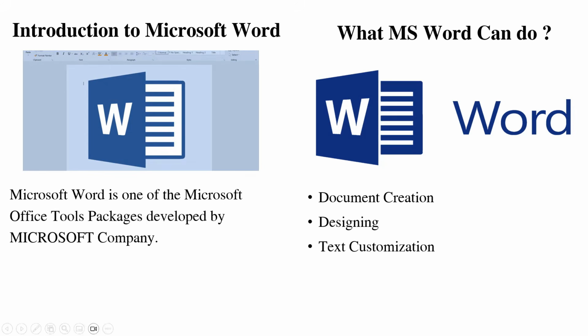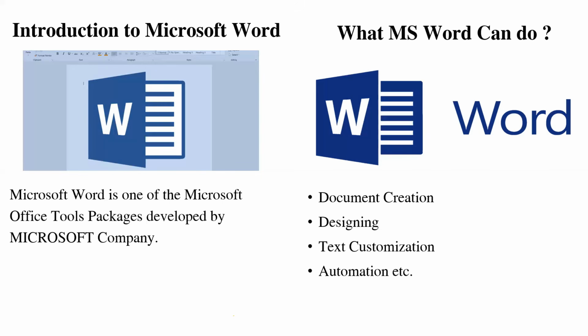Text customizations. Of course, Microsoft Word can be used for text customization. If we want to customize text, we use Microsoft Word to do that. That is to change the character, the font style, the font size, the color, to change whatever we want to change. Another thing is automation. We can use Microsoft Word for automation.